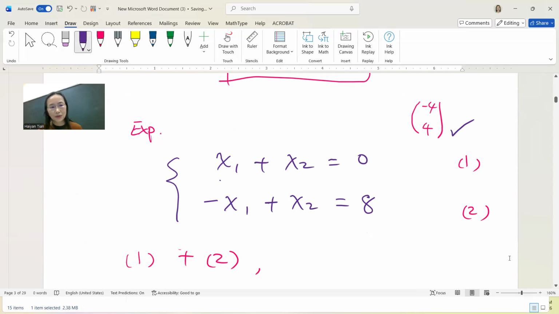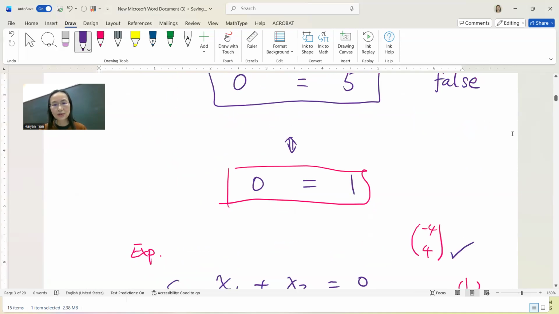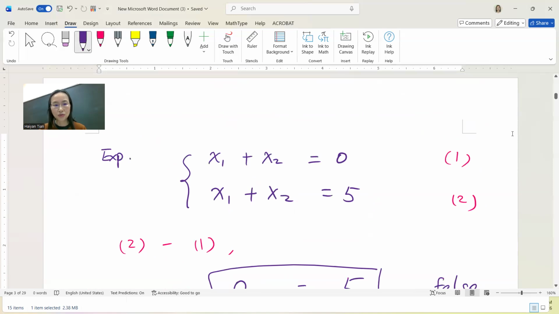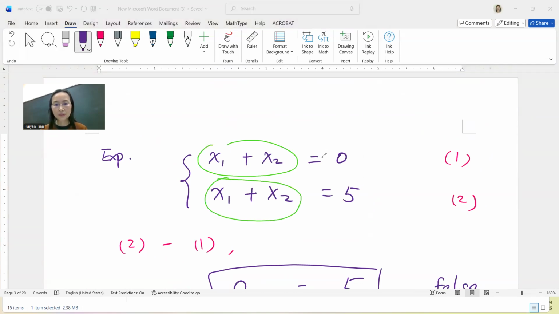So far, have you noticed? It's possible a system has no solution, right? In the previous case, no matter what value of x1, x2, they will not make the system a true statement. So this system is just contradictory to itself, right? So that means this quantity cannot be both 0 and 5. If it's both 0 and 5, that means 0 equals 5, right? So that means no solution.